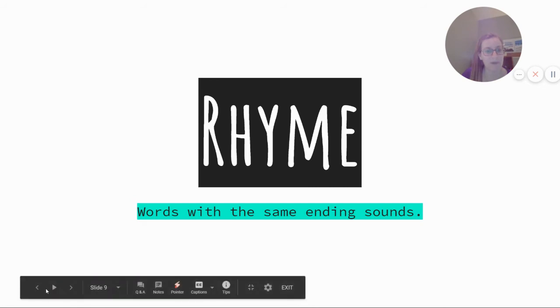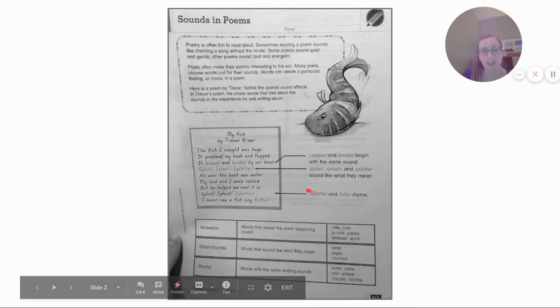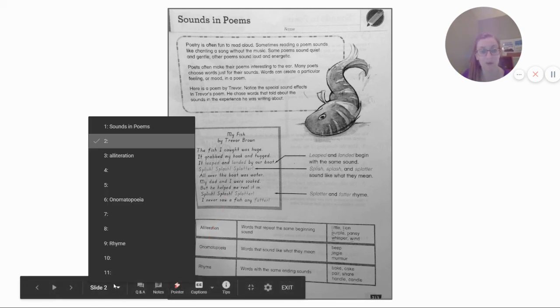So let's go back to My Fish. My Fish right here, the words that rhyme are splatter and flatter. So it said splish, splash, splatter. I never saw a fish any flatter. Or I'm sorry, that even says fatter. I wasn't seeing that right. So fatter and splatter. Even the word flatter rhymes too. So I'm very confident that you will understand what rhyme is.